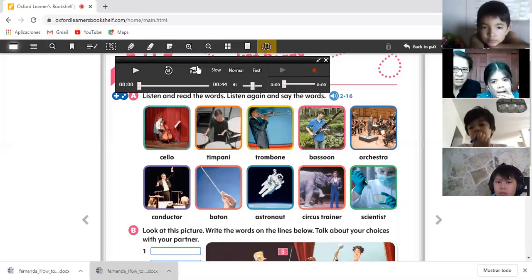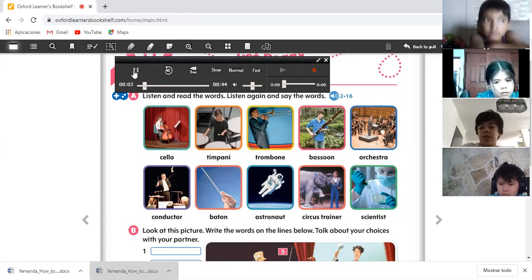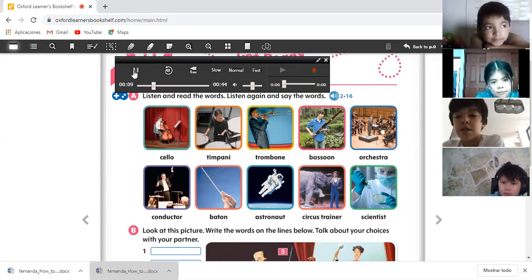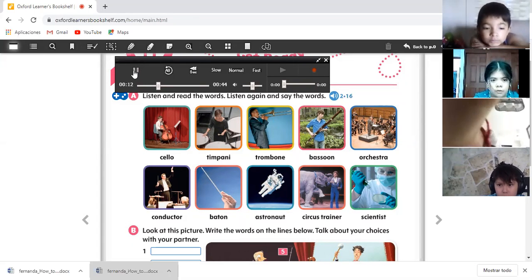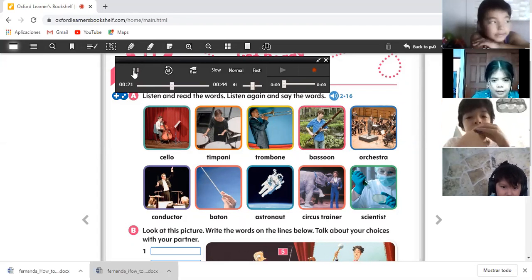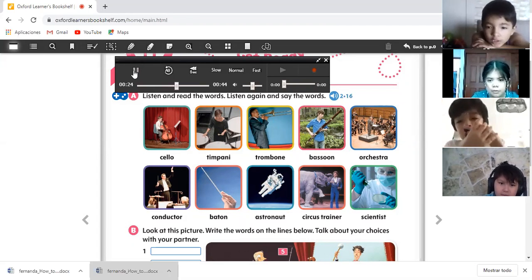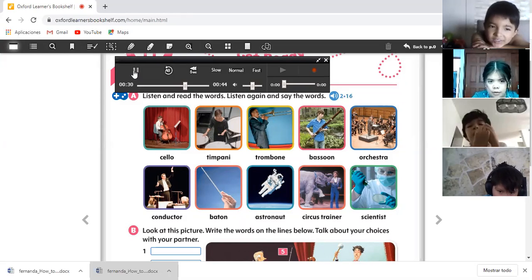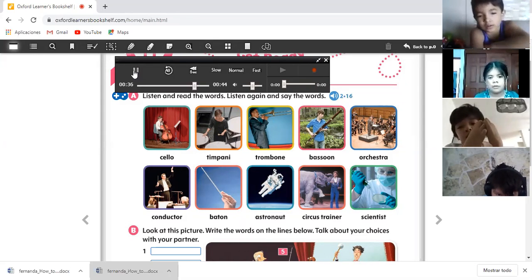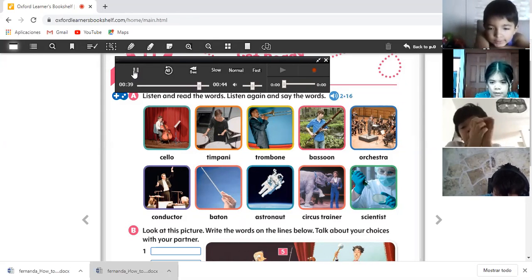Okay, now you're going to repeat. Ready, everybody? Page 108, Unit 11. Get ready. Words. Listen again and say the words. Cello. Timpani. Trombone. Orchestra. Conductor. Astronaut. Circus trainer.